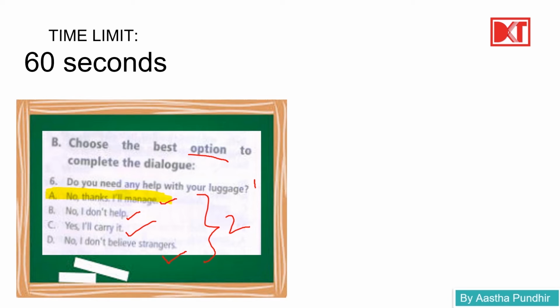No thanks, I'll manage. Now if the first person is asking the second one if they need any help, they can say no thanks, I'll manage. But the B one doesn't suit because the first person itself is asking the second one if that person needs help. So here no, I don't help is inappropriate. C, yes, I'll carry it is also inappropriate because they're not asking the second person to carry it. D, no, I don't believe strangers. This is rather a rude reply.